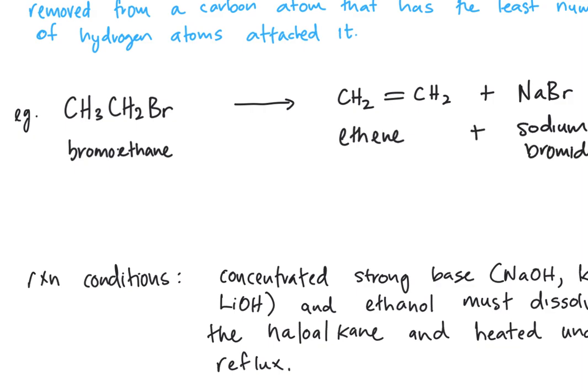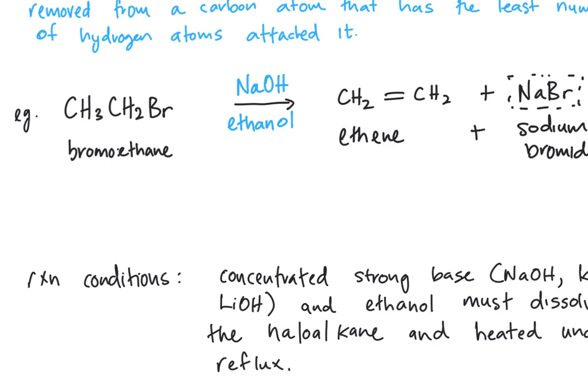Now I need to indicate where I'm getting this NaBr from. Okay, sodium bromide. So what we do is, over the arrow, like I said before, we need to put in where I'm getting NaBr. So the base that I'm using is NaOH. Okay. And they're saying that you must have ethanol. So I will write here ethanol. Okay.